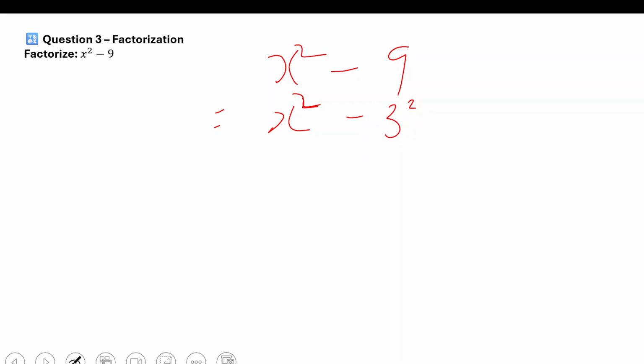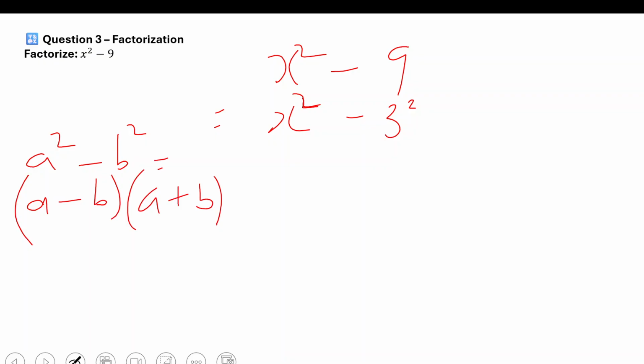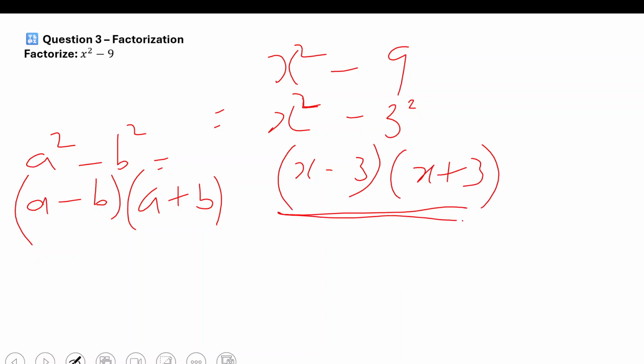So I'm going to write again to say that if I have a square minus b square, it is known as difference of 2 squares, where this translates to a minus b and a plus b. So this is an identity called difference of 2 squares. So I'm going to apply this identity here for this situation. I will have it as x minus 3 and x plus 3 multiplying themselves. So this is the factorization of this particular expression.